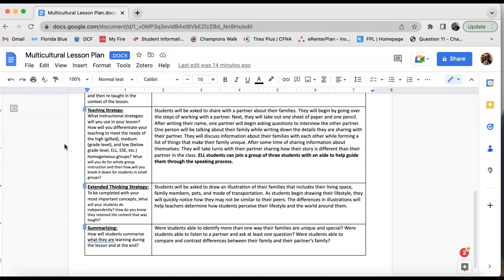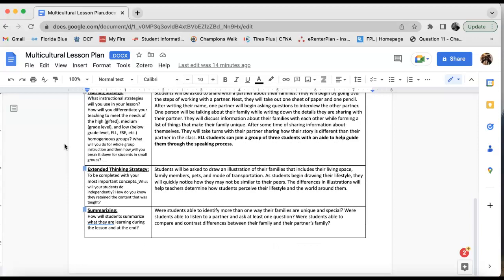As each person is sharing their story, they're going to write a list of everything that they shared that will help them on the next part of this assignment. So for extended thinking, students will be able to draw an illustration of their families using the list that they shared with their peers the day before, and they'll begin to visually see how their family may look different from other families.